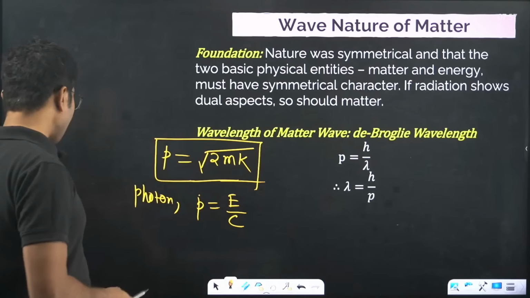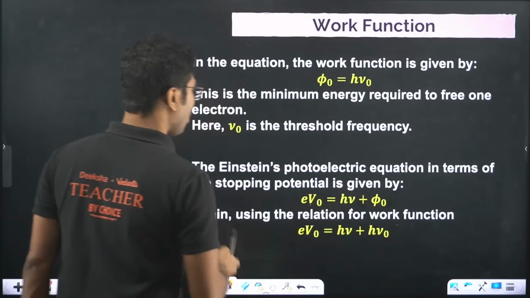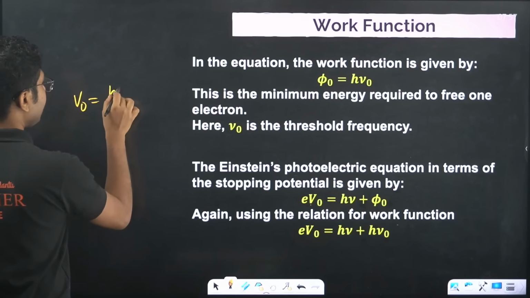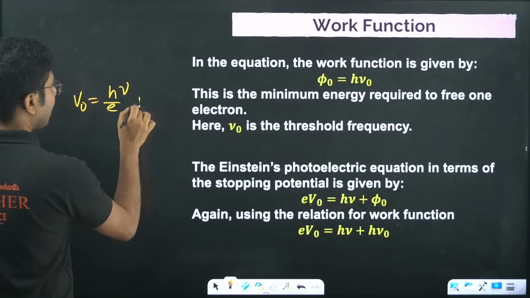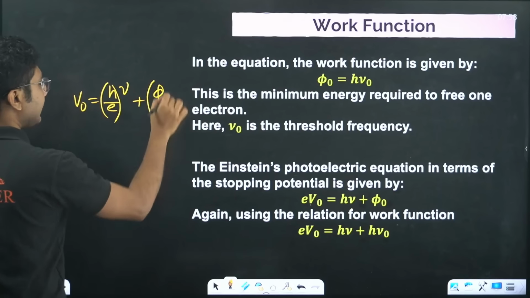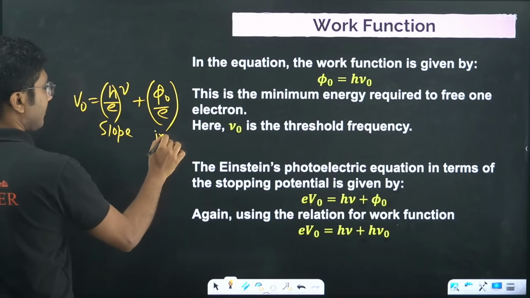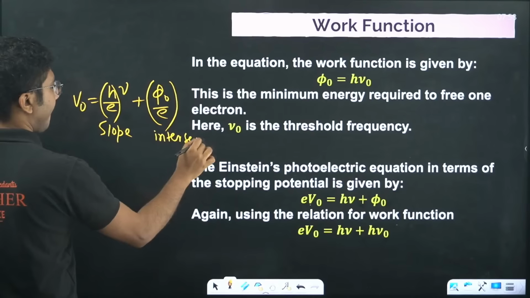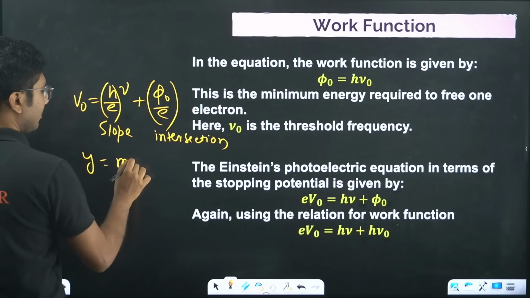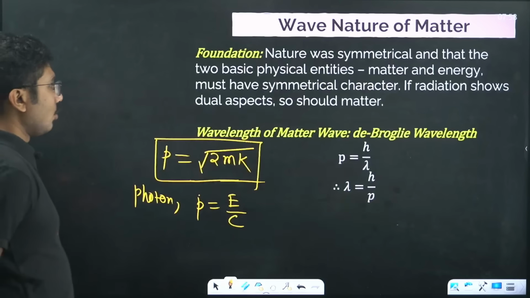So basically you have to use this equation. This is y, this is x. So V naught equals h nu by e plus phi naught by e. This is the slope, this is the intercept. y is equal to mx plus c. If you are confused, use the basics. Go back to the basics.